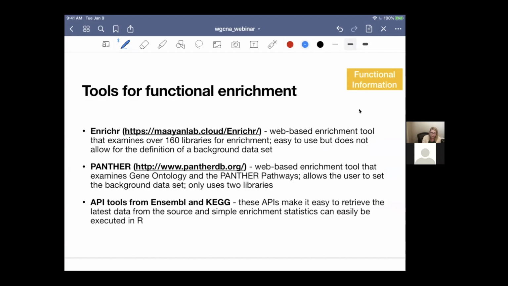The Panther database, which has the most up-to-date gene ontology or GO information, is another one that's out there that's web-based.